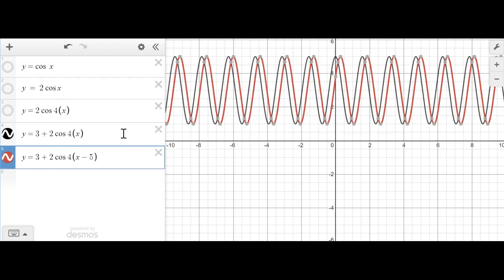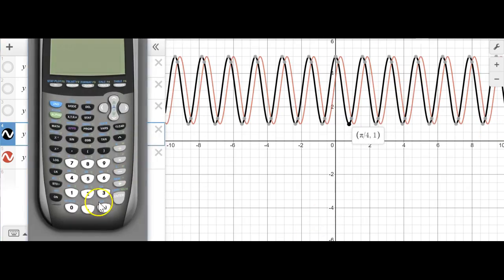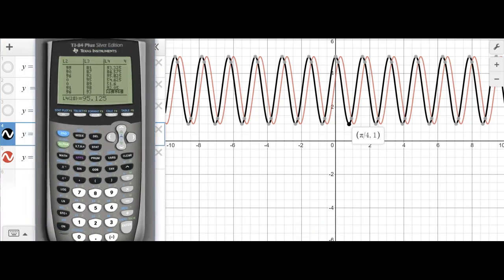Now, that doesn't look like it's shifted horizontally by 5. It looks like it's shifted horizontally by a wee little bit. But the reality is that if I look at a particular point, right? The original graph is the black one. There we go. Pi over 4. Okay, so what is pi over 4? All right, well, let's see. Let's get the calculator out.